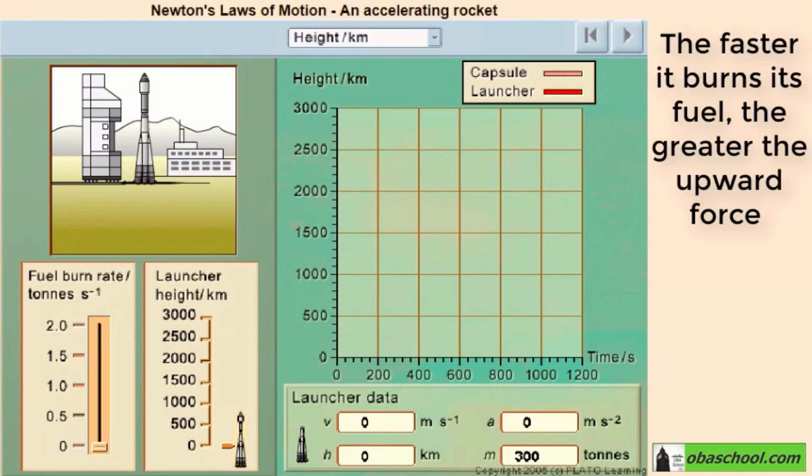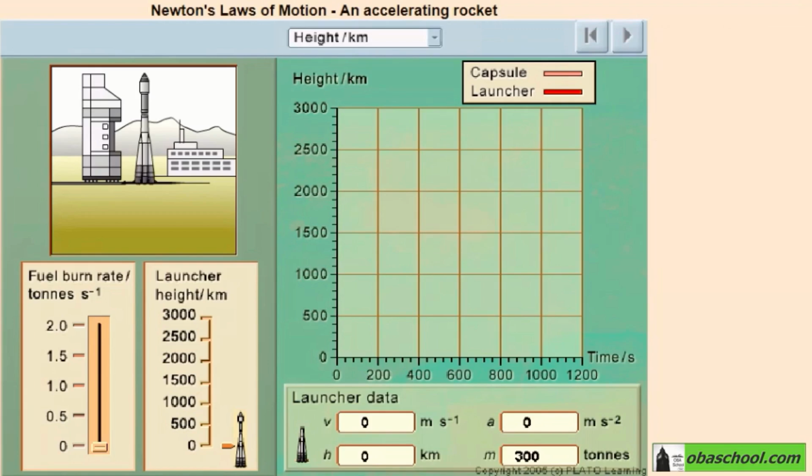The faster it burns its fuel, the greater the upward force. As the launcher burns its fuel, its mass decreases. The mass of the launcher without fuel is about 20 tons. We're going to use the slider to set the rate at which the launcher burns fuel to 1.5 tons per second.